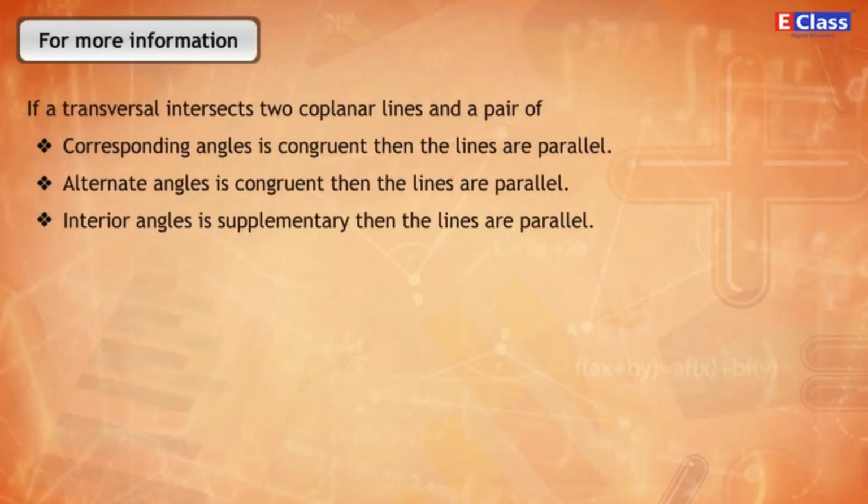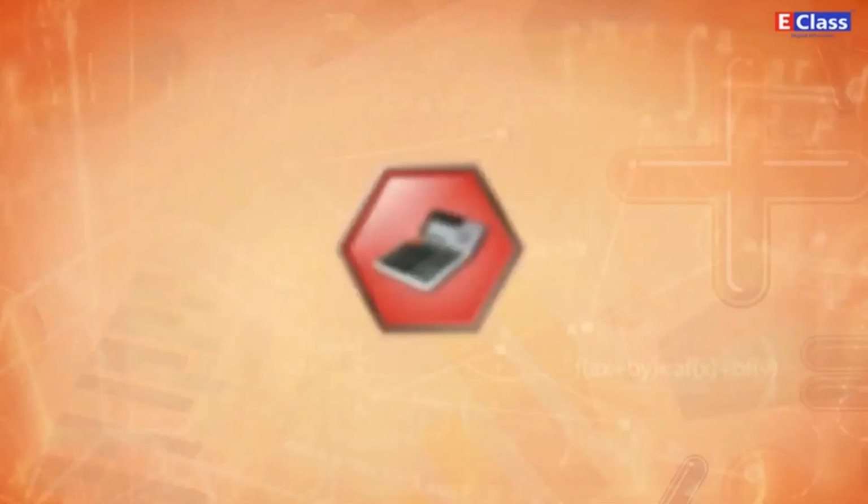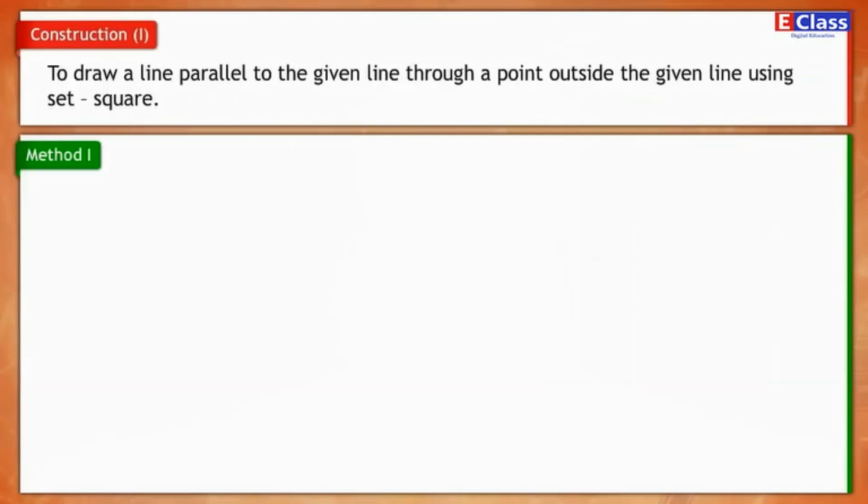To draw a line parallel to the given line. Now, let us learn how to draw a parallel line to the given line. Construction 1. Let us now see how to draw a line parallel to the given line through a point outside the given line using set squares.